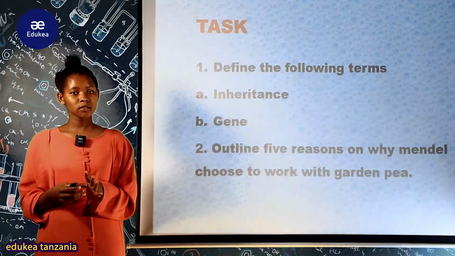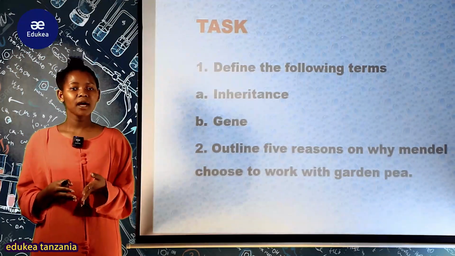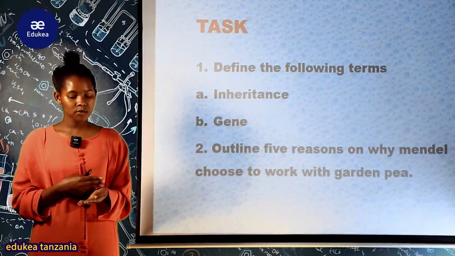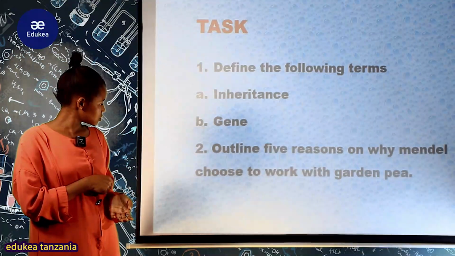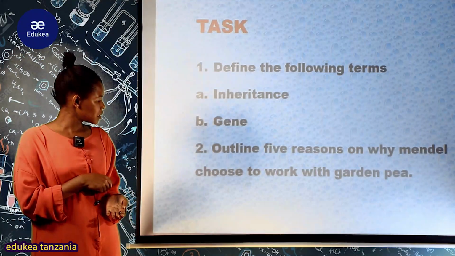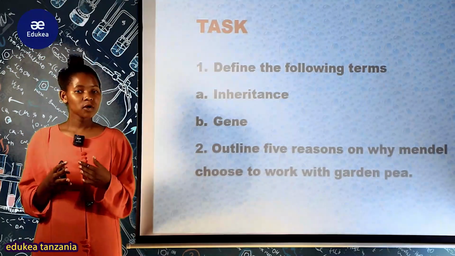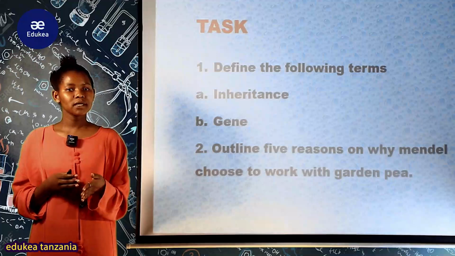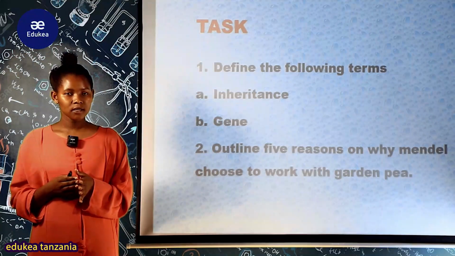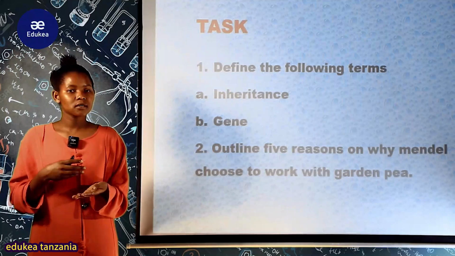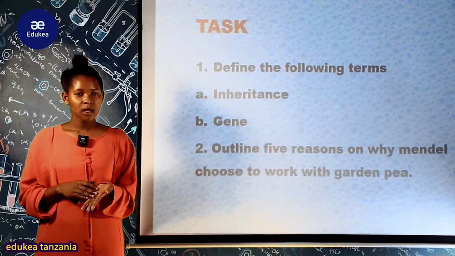I hope tumesoma na if ulikuwa unafuatilia, you will be capable to answer these questions. Again, we studied on the reasons on why Mendel chose to work with Garden Pea. You are required to outline the reasons for why Mendel chose to work with Garden Pea. And these are some sort of questions which may appear in your examinations.